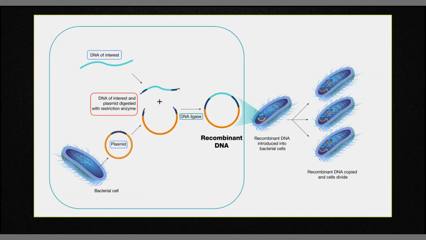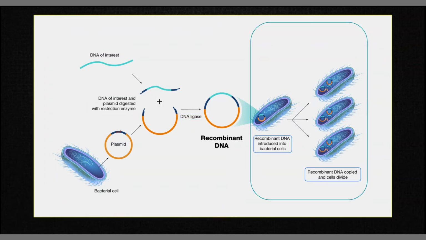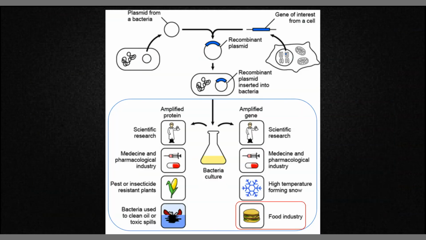Because of that, we can take the DNA of interest out from a cell and place it in a plasmid, a small circular strand of DNA, to form a recombinant DNA strand with the help of an enzyme, DNA ligase. The recombinant DNA is then inserted into the bacterial cell, where it will copy and divide itself. Recombinant DNA has many uses.